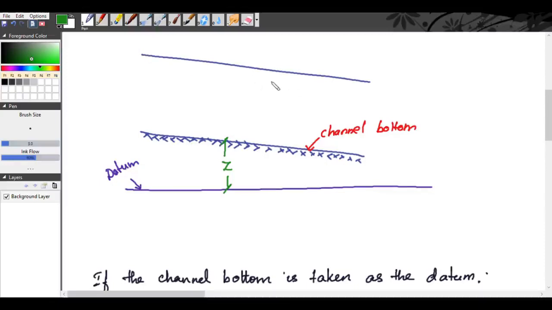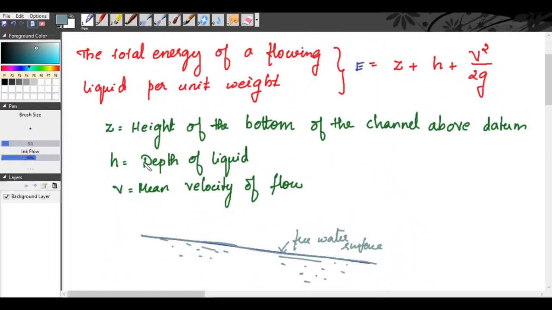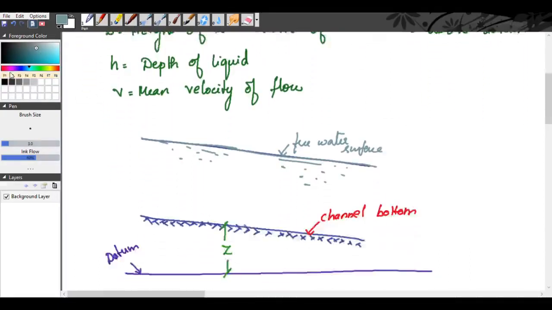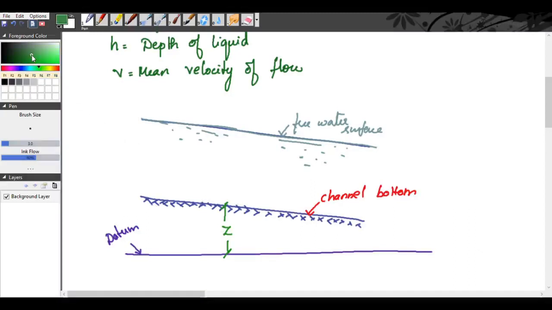Now, this is your free water surface. The water is flowing like this. So what is H? H is the depth of liquid, that is the potential energy head P by rho G, the depth of the liquid. So the depth of the liquid is this. This is your H.